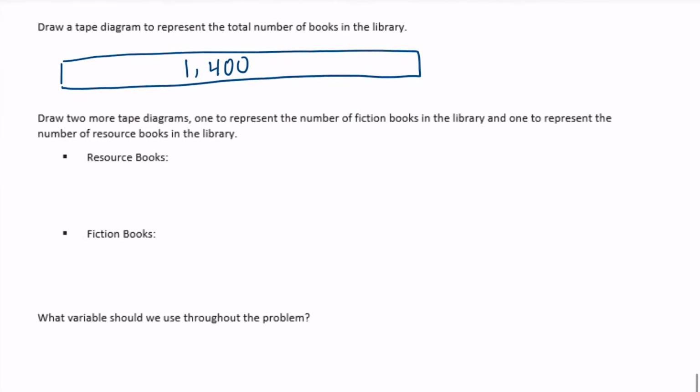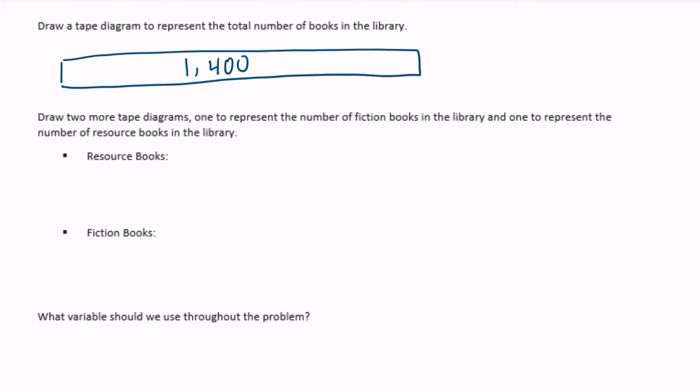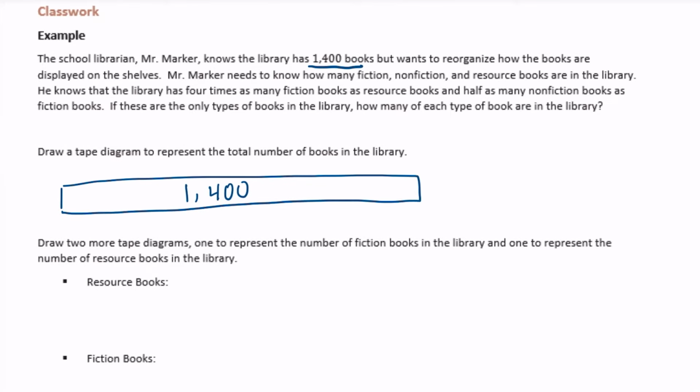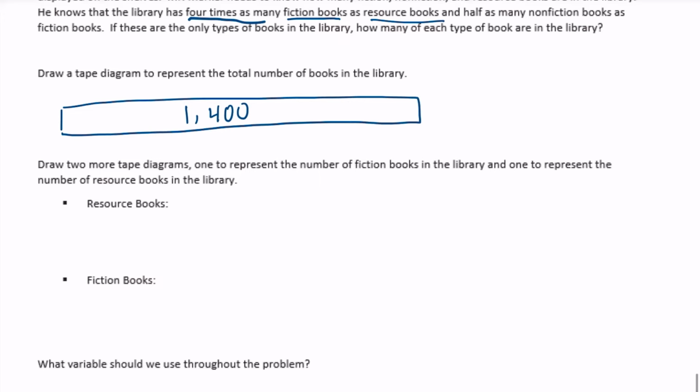Now it says draw 2 more tape diagrams, one to represent the number of fiction books in the library and one to represent the number of resource books in the library. Okay, so we're looking for resource books and fiction books. It says he knows the library has 4 times as many fiction books as resource books. So one resource book would be equal to 4 fiction books. Let's try and make this as even as possible.